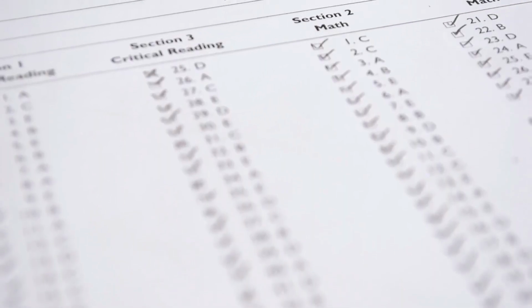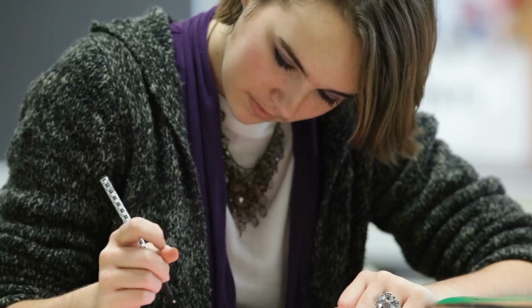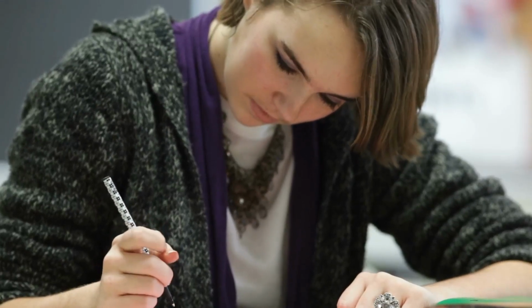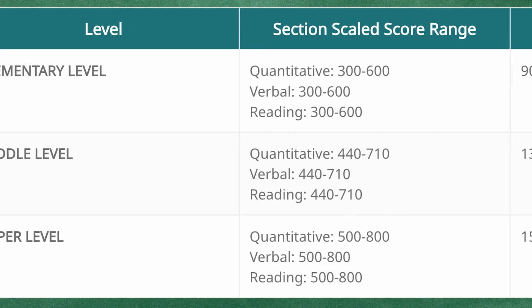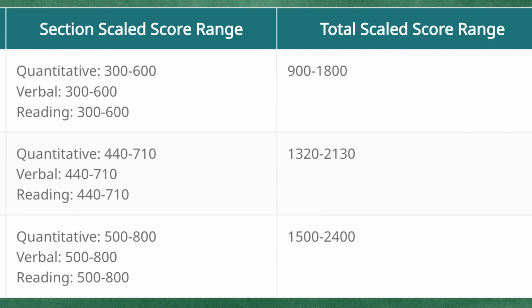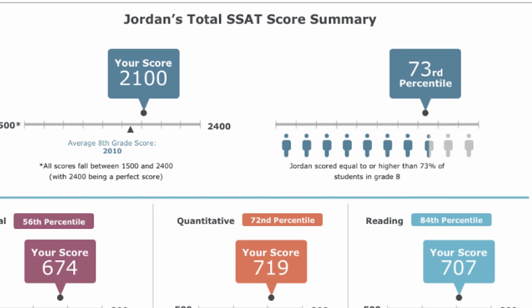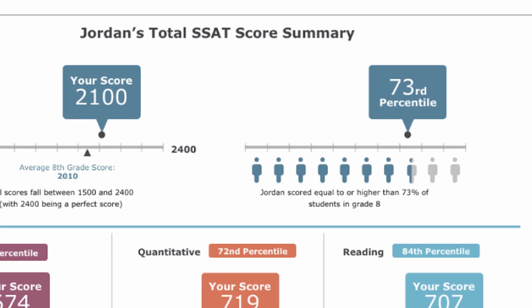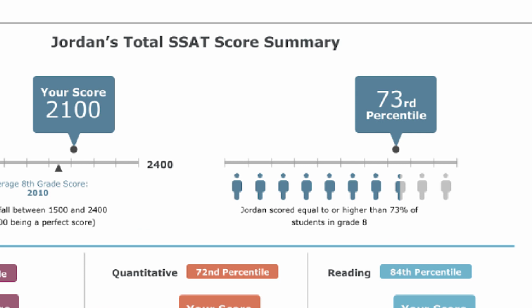Scoring. It's important to note something sneaky about the upper and middle level SSATs that isn't true of most other standardized tests. There's a penalty for incorrect answers. 1/4 point is deducted for each wrong answer, which means a student must learn how to guess strategically. Harsh, I know. Beyond that, the SSAT raw scores are converted into scaled scores, with different ranges for each level of exam. A percentile ranking is also calculated, which tells you how a student performed against their peers on a scale from 1 to 99.